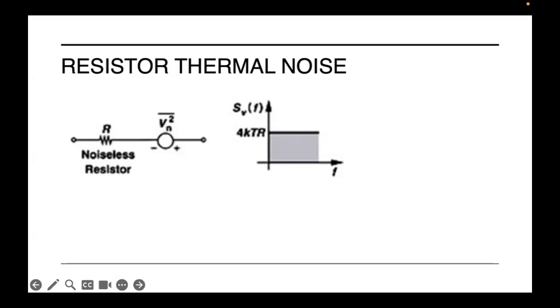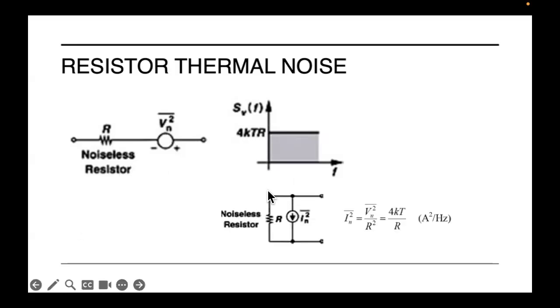Let's have an example on that. So if we have a filter like this, sorry, before going into a filter, this will be in the next slide. So let's go to the second way of representation. You can represent it as a voltage source in series with a resistance, and also you can represent it as a current source using the current equivalent. Simply, the equivalent current source is V squared over R squared, so this will turn to 4kT over R.